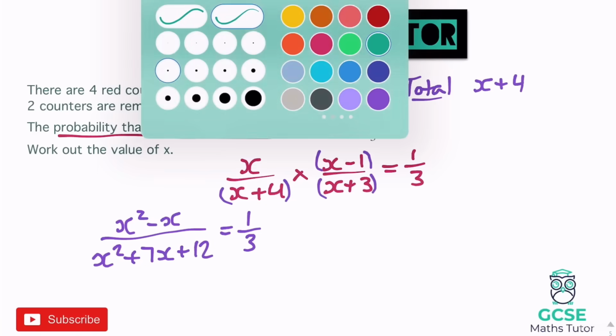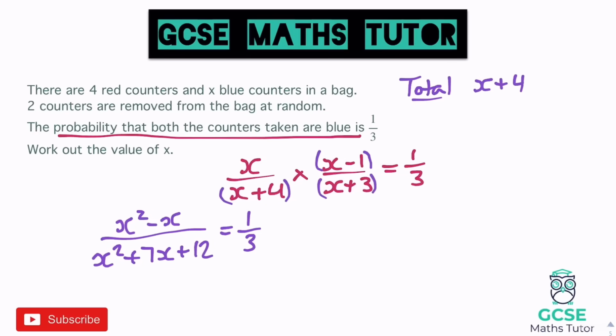Okay, so from here, we've got to cross multiply to get rid of these two denominators, so I'm going to times the denominator over here up to the 1, and the 3 up to the other side there, so timesing both sides by 3 and timesing both sides by this quadratic on the bottom, the x squared plus 7x plus 12. So if we do that, I'll write this out as a step you can see to start with. We'd have 3 lots of x squared minus x equals 1 lot of, so I won't write this in a bracket, but 1 lot of x squared plus 7x plus 12.